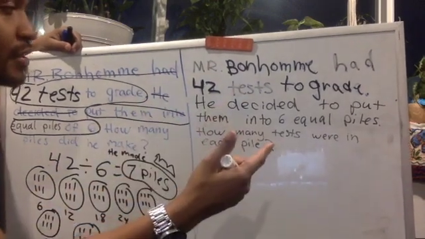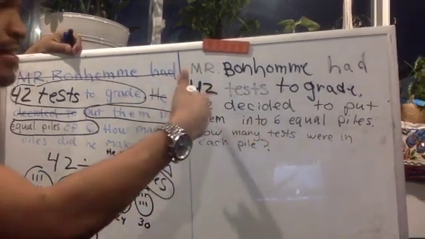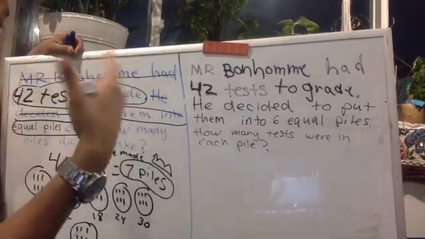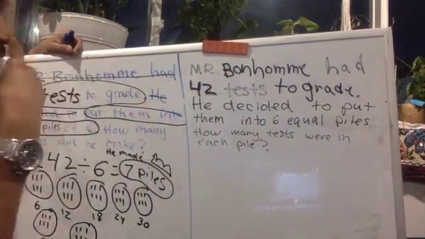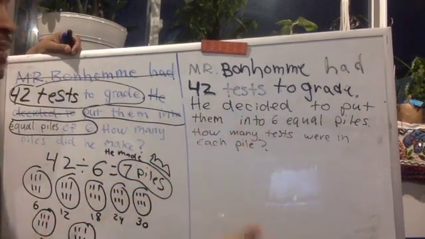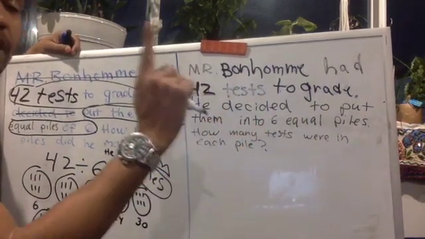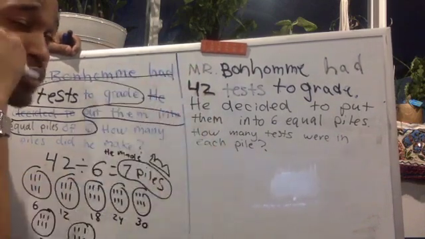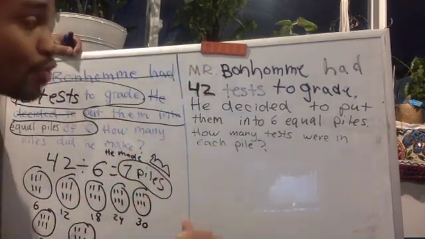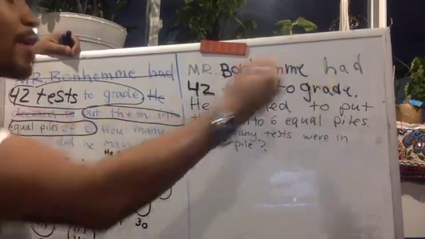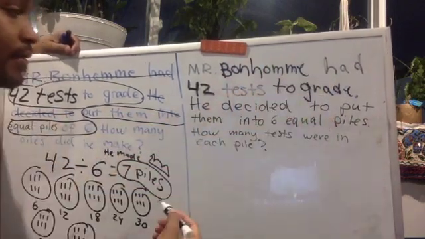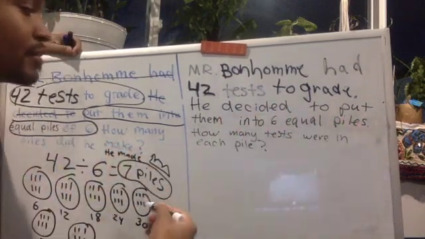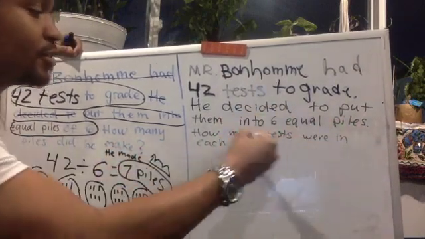What I notice is that I see some of the same numbers. I hear equal. I see a question at the end. Let's find out some more. My first read, I'm going to read it and think about what the story is about without any numbers at all. Mr. Bonhomme had 42 tests to grade. He decided to put them into 6 equal piles. How many tests were in each pile?